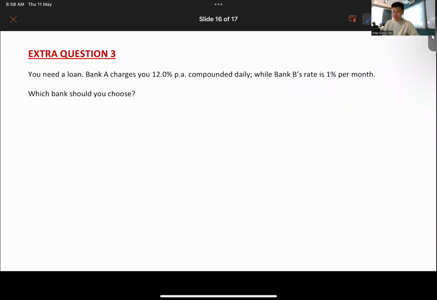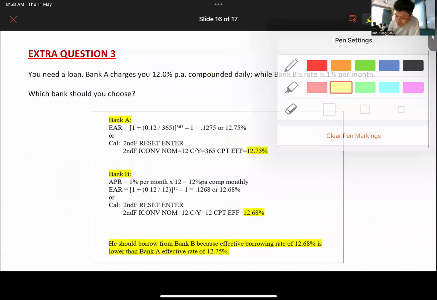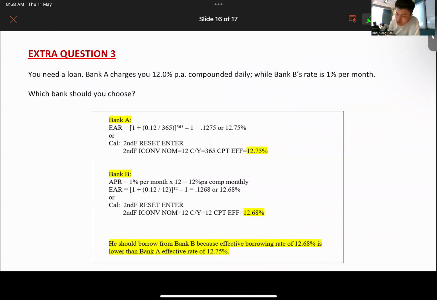Okay, question 3. First of all, you need a loan. Bank A charges you 12% per annum compounded daily. Bank B's rate is 1% per month. Which bank should you choose? You see, both actually compound differently, right?